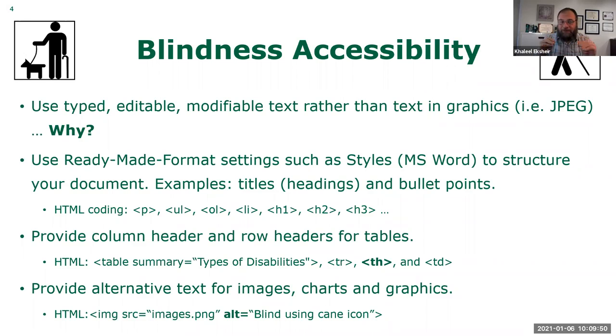Now, if you are using HTML coding, these are the normal elements that you use: P for paragraph, UL for unordered list, OL for ordered list, the list itself, and heading levels 1, 2, and 3 up to 6. Always make sure, if you are using coding, to close the code as you finish the text that needs to be coded. Otherwise, the screen reader will continue conveying the wrong heading or the wrong information to the end user.